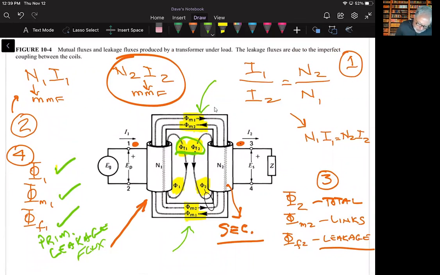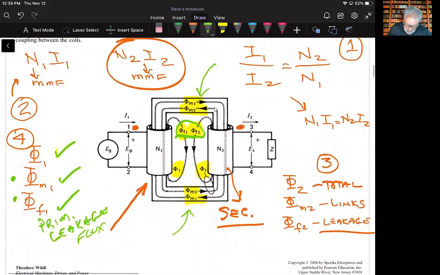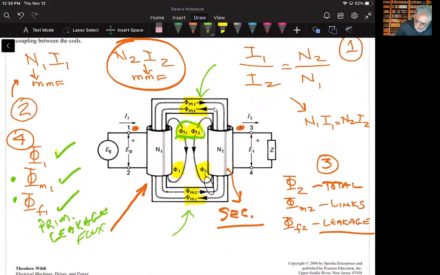First off, the total flux that's created by I1 is composed of two parts, right? It's composed of this part and that part, and the mutual flux in 10.4. Now, this part is not the same as this, okay? So he makes that point. I think that's pretty obvious, but he tells us that. And so that's one portion of it.